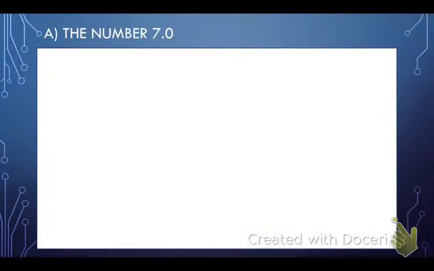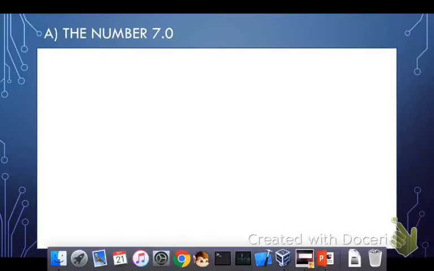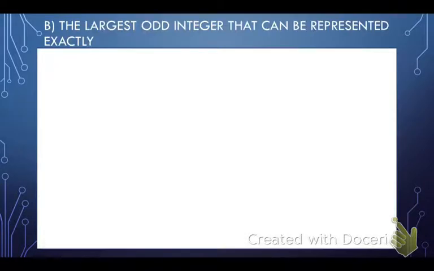I've got to get out of annotation mode first. Don't need that. And let's look at B, the largest odd integer that can be represented exactly. Okay, what's the largest odd integer that can be represented exactly?